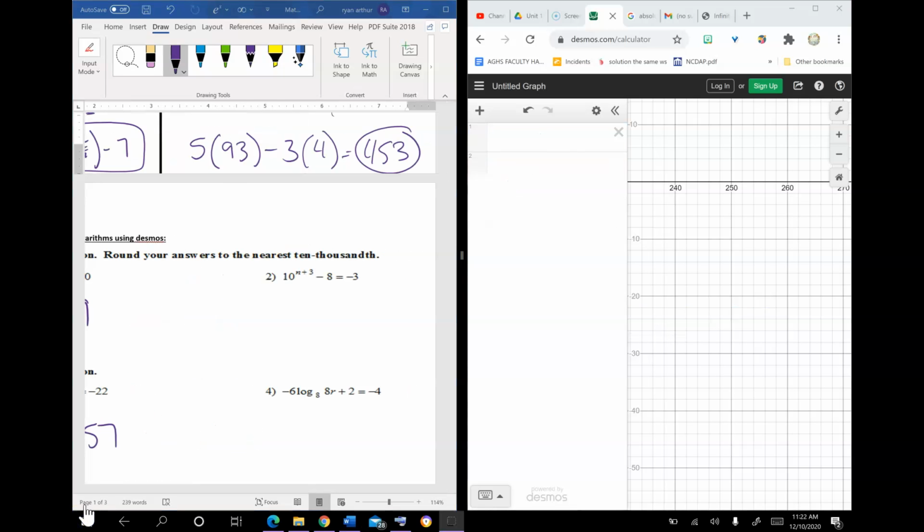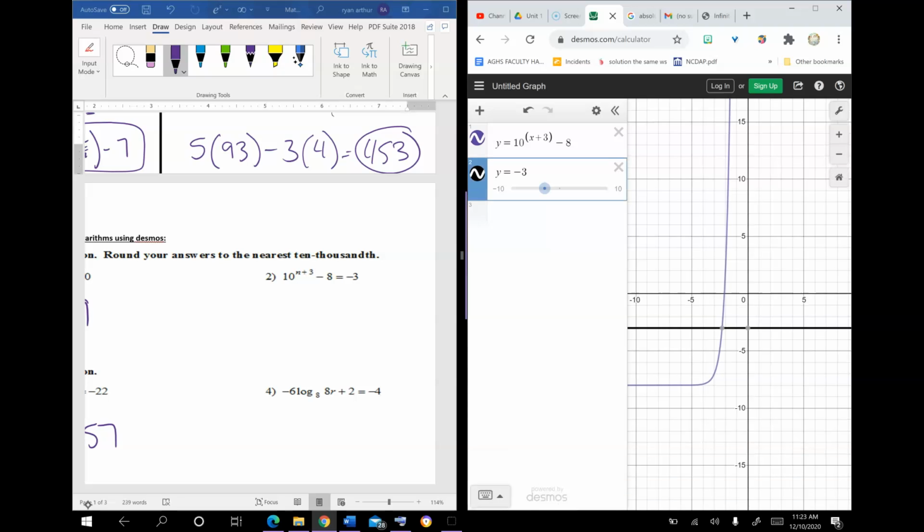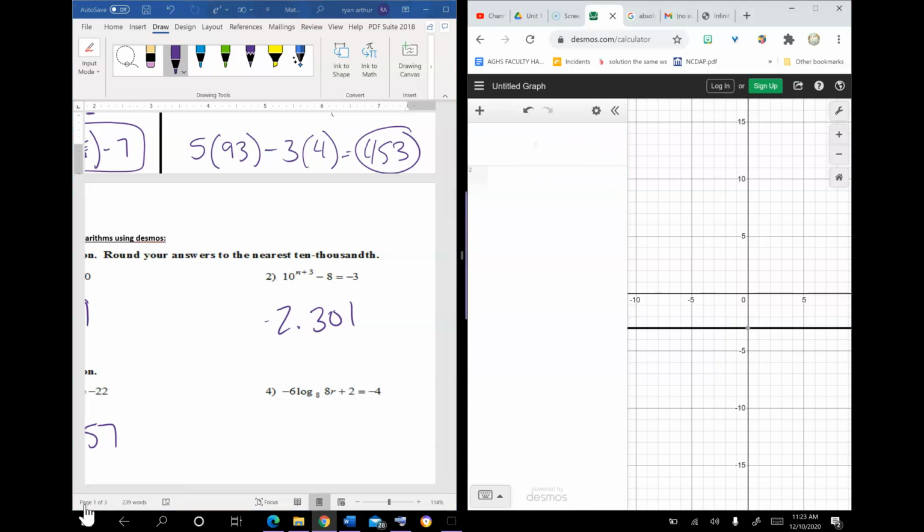All right, so let's do some more. So left-hand side, line 1. y equals 10 to the x plus 3. And then close it. Get down. Minus 8. Line 2 is y equals negative 3. Oops. I did something again. I put 2 equal signs. Lord help me. Go home. Look, it's right there. Answer is negative 2.301. Okay? All right, number 4.